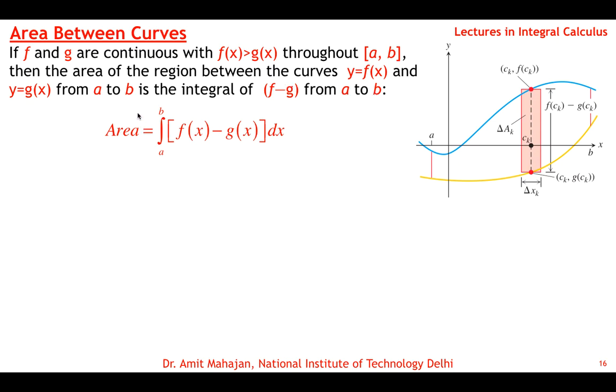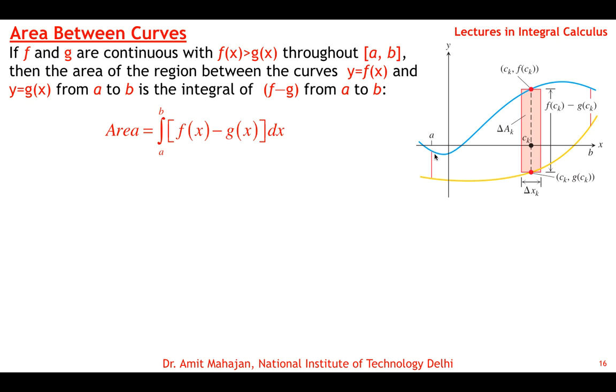That means the area between curves f and g, if f is always greater than g over the interval a b, is the integral from a to b of f minus g dx. So if you have this blue curve as f(x) and g as this yellow curve, then because f(x) is always greater than g(x) for every point in the interval a to b, the area between these two curves, this whole area, can be calculated as the integral from a to b of f(x) minus g(x).